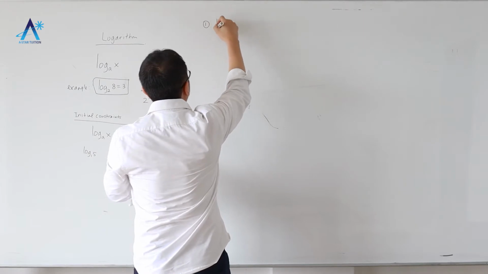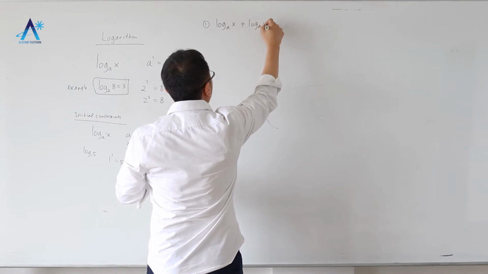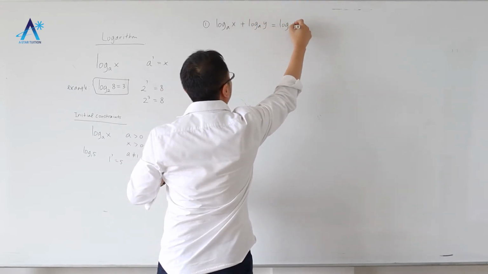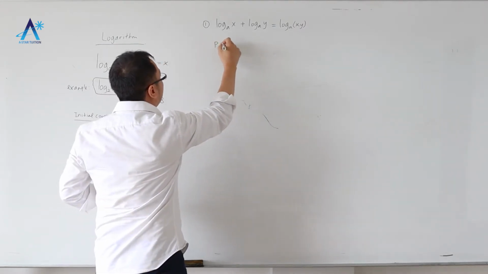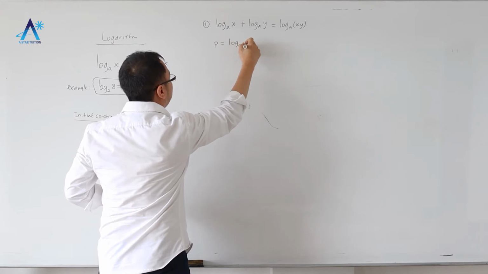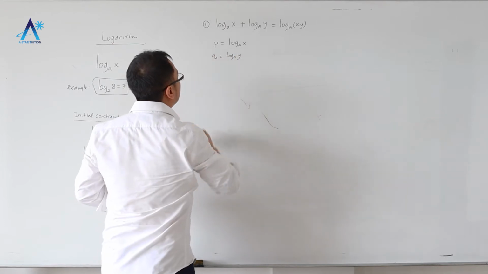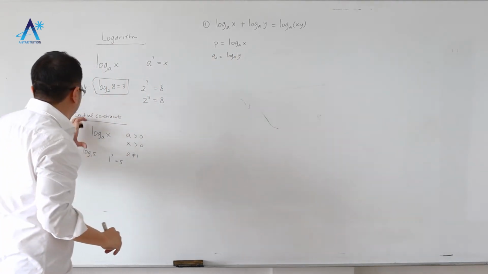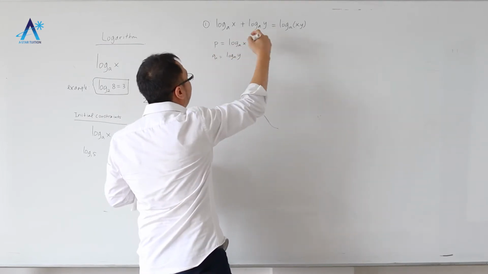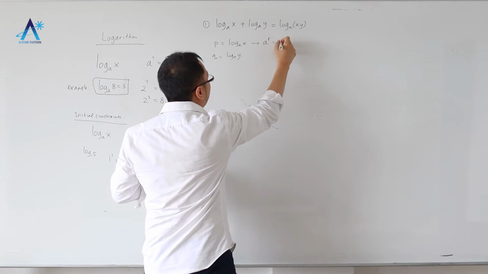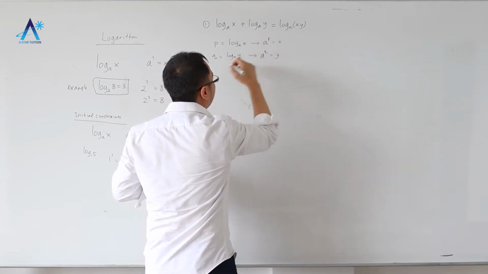The first one is log base a of x plus log base a of y is equal to log base a of x times y. Assuming that log base a of x is defined as p and log base a of y is defined as q. According to the definition, log base a of x, which is equal to p, could be rewritten as a to the power p equal to x. The second one leads to a to the power q equal to y.